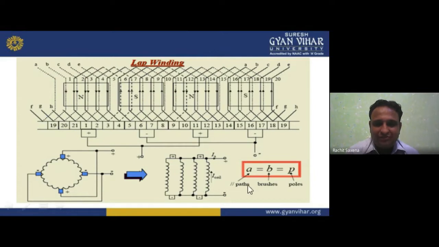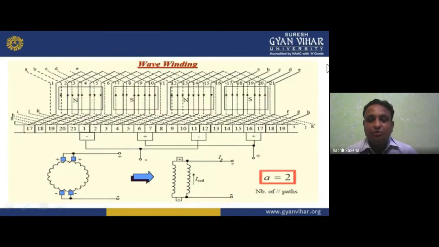So like this we get A is equal to B, that is, the number of parallel paths A is equal to the number of brushes, which equals the number of poles. So 4 poles means 4 brushes, and A is always equal to 4 if we have 4 poles. Otherwise, A equals B equals P: brushes equal poles. It depends how many brushes and how many poles we have. I hope you understand.